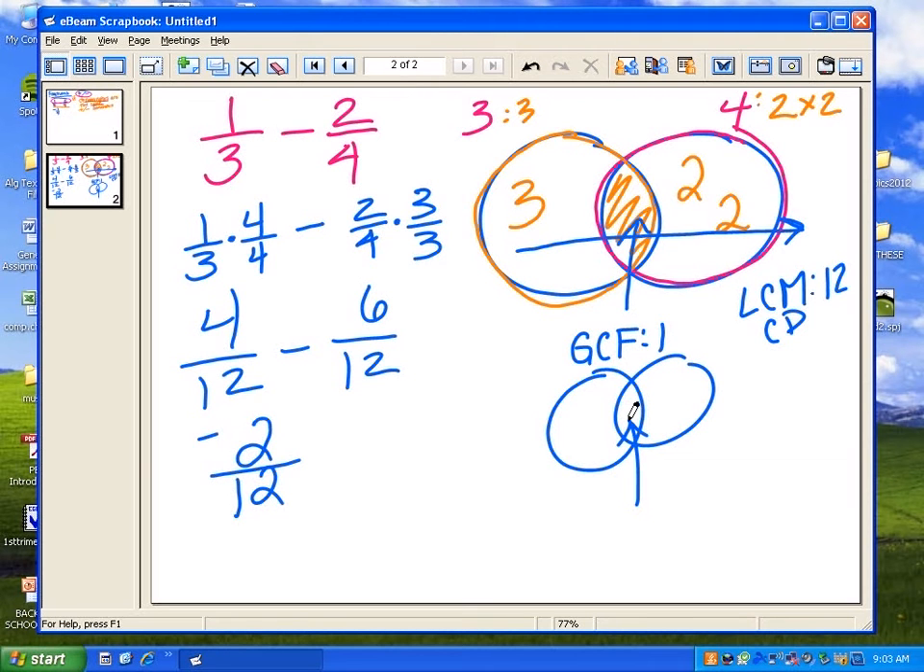What do you think, Sabrina? 2. It's a 2. So in terms of math, what you're really doing is dividing by 2 over 2. You're dividing by an equivalent form of 1. Because if we divide something by 1, it stays the same. Okay? So 2 divided by 2 is 1, and 12 divided by 2 is 6, and this becomes a negative. And this is my final answer.